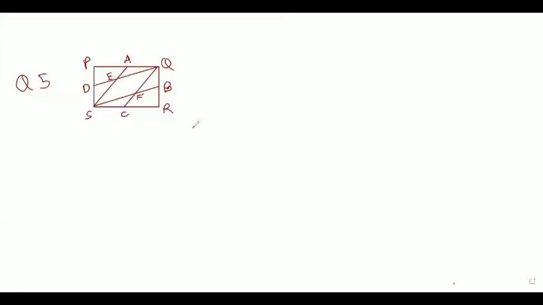So question number 5 says ABCD are the midpoints of sides PQ, QR, RS and SP of a parallelogram PQRS respectively. AS, SB, QC and QD have been joined to intersect at E and F. Show that EQFS is a parallelogram. What we have to show? We have to show EQFS, this figure, is a parallelogram. So how we will do it?